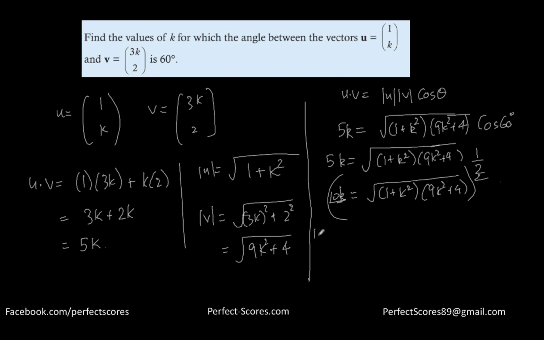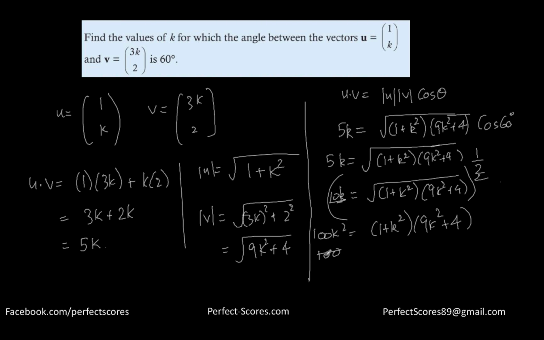So this becomes 100k squared, and this becomes (1 plus k squared) times (9k squared plus 4). Fine, so this is what it becomes. Then you can just solve this up, and you'll have different values of k, right? Don't want to get into that in this video because our objective is finding how to find theta.